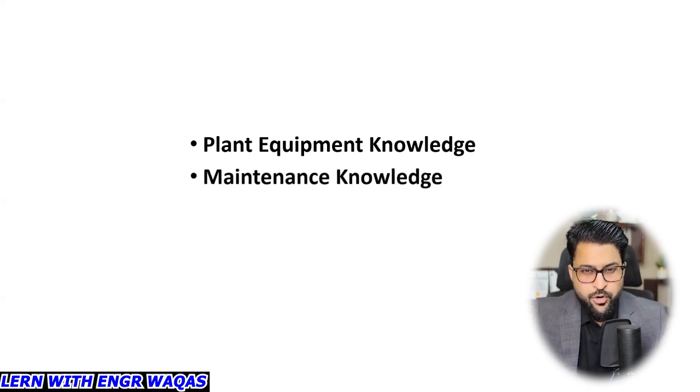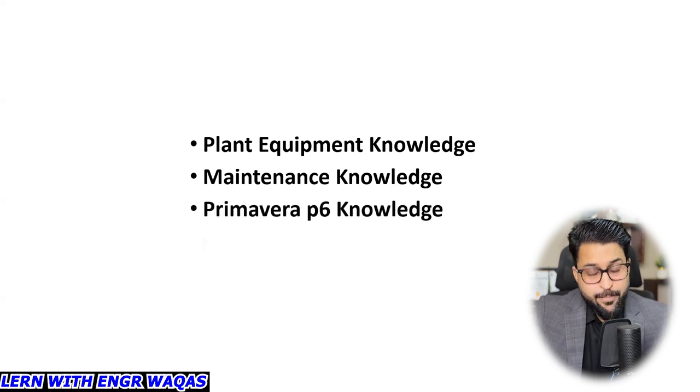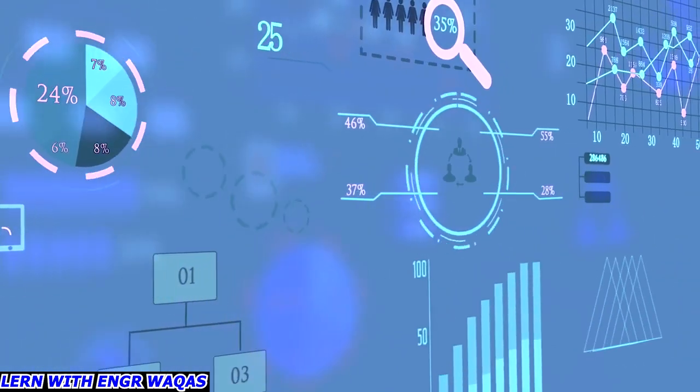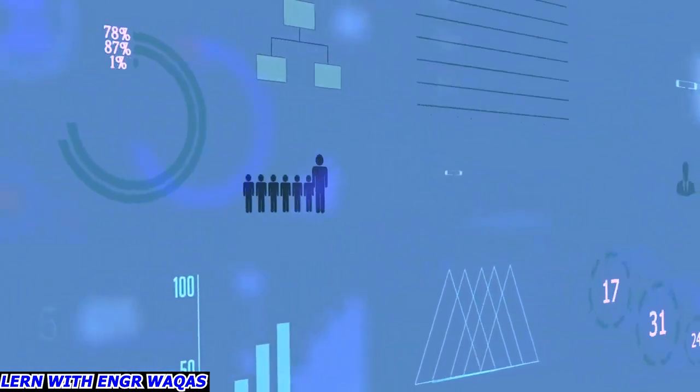The second most important thing you need to learn is maintenance philosophies: the concepts, the varieties, the types, the demand, the purpose of maintenance, right? And the third important thing is the application tool. Equipment knowledge and maintenance knowledge will help you understand the data, and Primavera P6 as an application tool is going to gather that data in a specific shape, in a specific trend, like scope management, schedule management, cost management, and resource management.